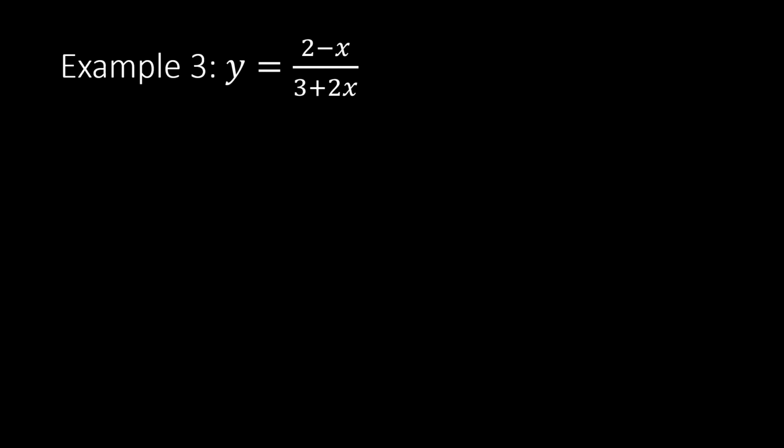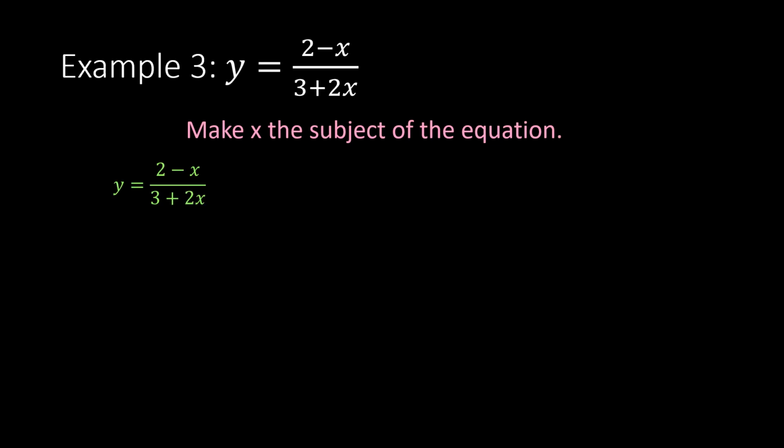Okay, let's have now this equation: y is equal to 2 minus x all over 3 plus 2x. Now, we want to make x the subject of the equation, or in terms of x. Some other books might use this one, but most math books use in terms of x. Now, getting the original equation, y is equal to 2 minus x all over 3 plus 2x.